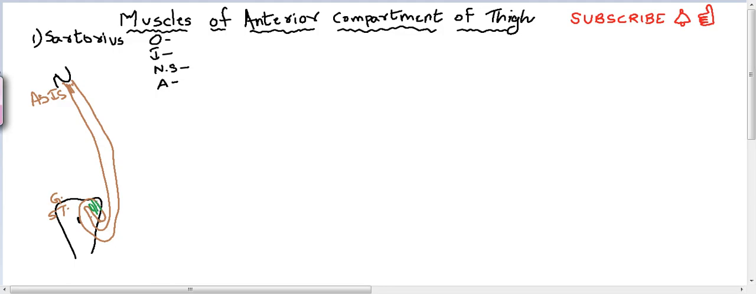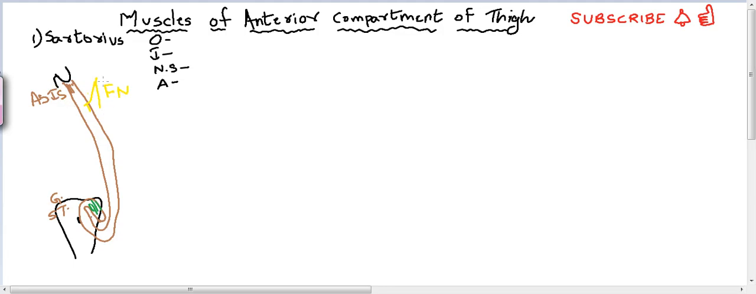Nerve supply, obviously the front of the thigh we have the thigh bone, the femur, so the nerve going over here will be the femoral nerve. Specifically speaking, it's an anterior division branch, but if you write femoral nerve also you get marks. So the nerve supply is femoral nerve, L2, L3, L4. Action.